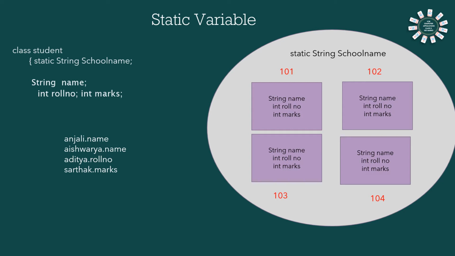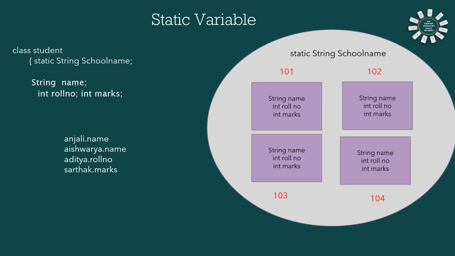So these instance variables, for example, name, roll number, marks, can be accessed and the value can be stored with the help of objects. For example, Anjali.name, Aishwarya.name, Aditya.rollnumber and Sarthak.marks. So we can store any value according to the data type.